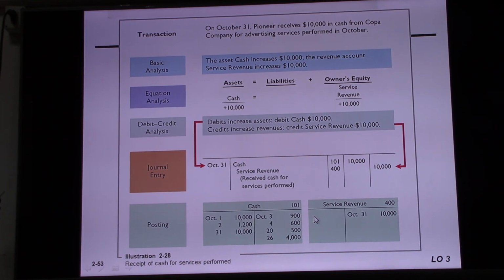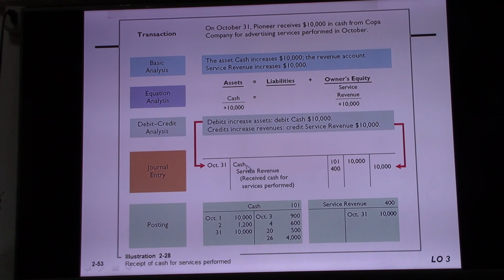On October 31, Pioneer receives $10,000 in cash from Coupa Company for advertising services performed in October. We have performed a service already in October, and now we received this amount. So now we received cash. Our cash increases by $10,000 as an asset, and also we have to record a service revenue because we performed a service. So service revenue increases, and an increase in service revenue causes an increase in the accounting equation, mainly in the owner's equity section. Cash increases, so it will be debited by $10,000. Service revenue increases, so it will be credited by $10,000.